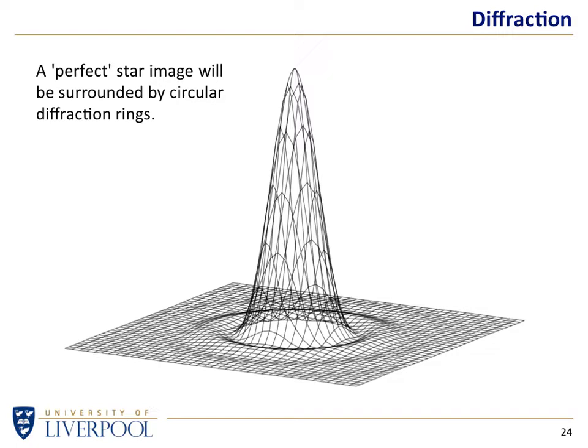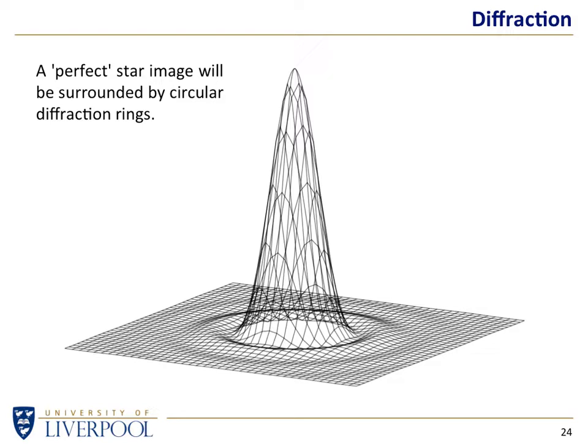In other words, like ripples in a pond, most of the light is concentrated in the middle bump here, but when you look at a star, there will be faint rings around it. They're nothing to do with aberrations in the telescope. That is purely an effect of diffraction.